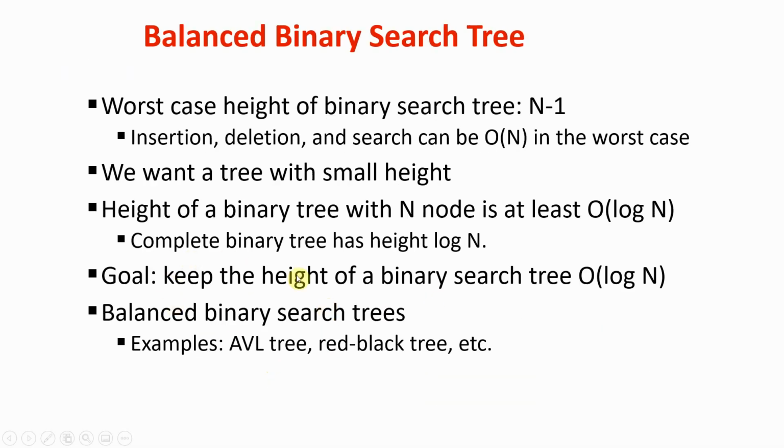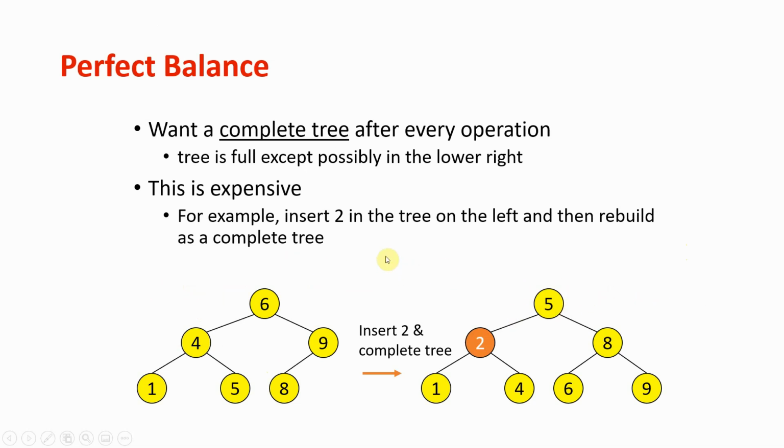And we have to make sure that after every insertion or deletion, the BST stays balanced, so that its height is still going to be log n. Ideally, we want to have a complete tree after every operation. So let's say if we insert 2, which is going to be inserted right here as the right child of 1, after we insert this one, we want to make our tree something like this. We just have to do some operations to make sure that our tree is height balanced.